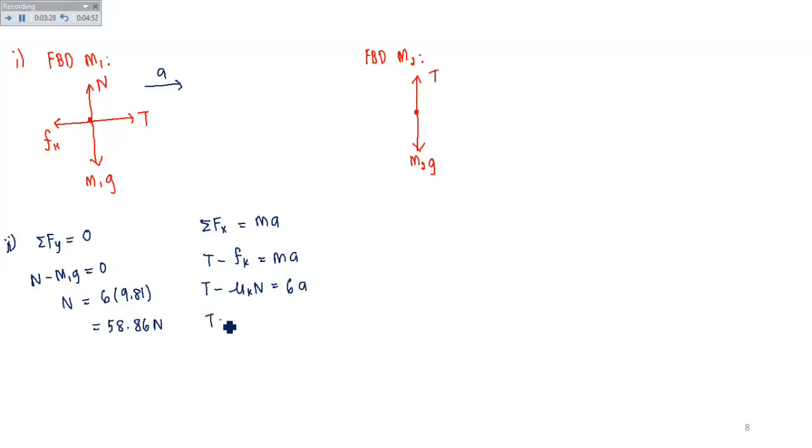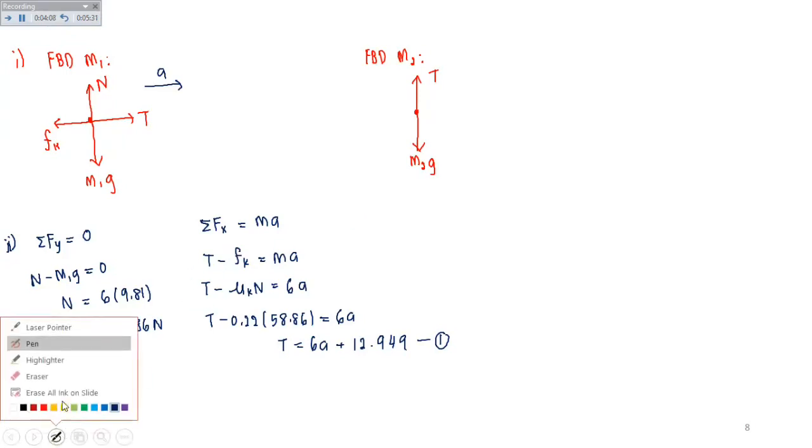Okay, so T minus 0.22 times 58.86 equals to 6A. Okay, so kita rearrange this equation. So we will get T equals to 6A plus 12.949. Okay, so ini adalah equation yang pertama.